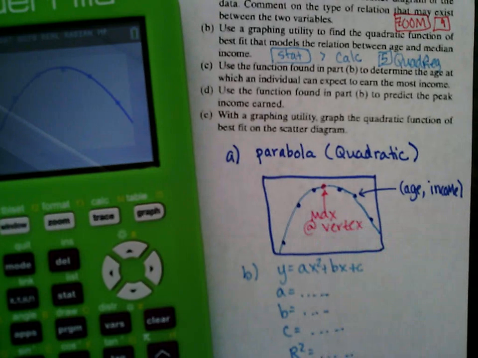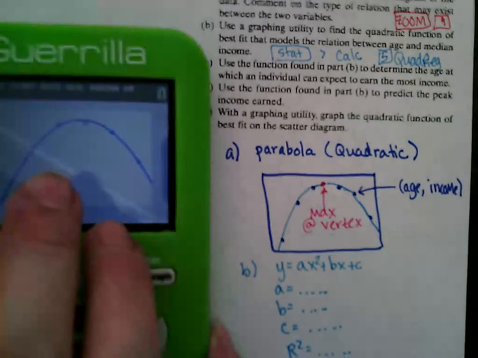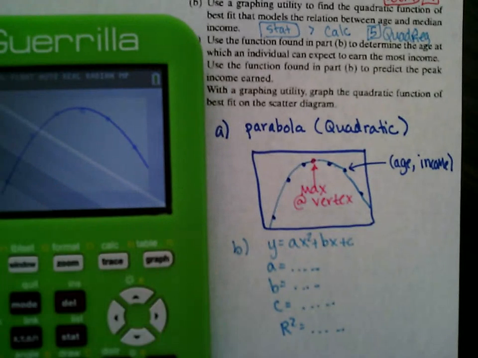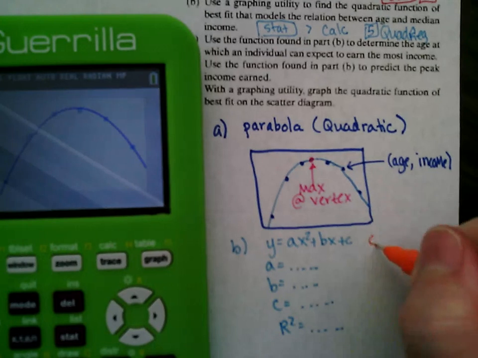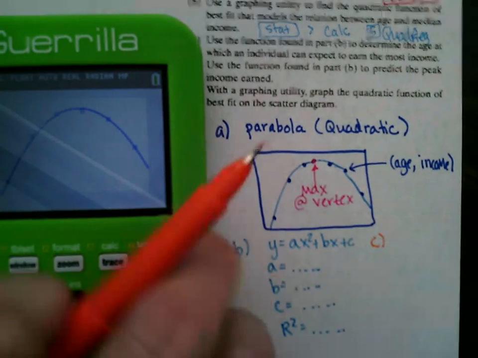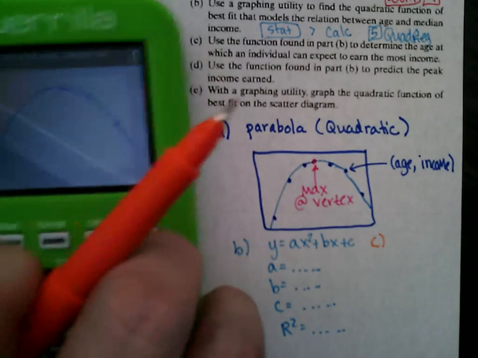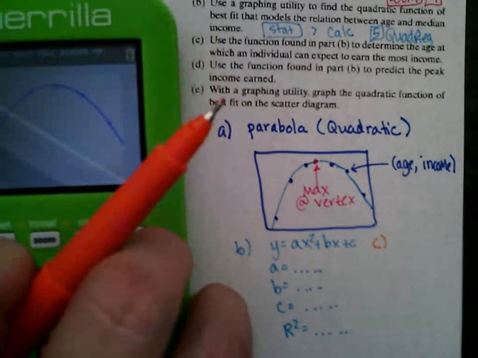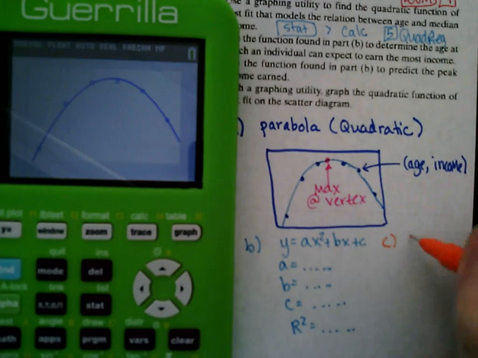So we have a couple of ways to find that. One way we could find that would be to take opposite b over 2a from our model. But we can also ask the calculator to help us find that. So part C wants us to tell the age at which an individual has the most income. So we need to find the max.